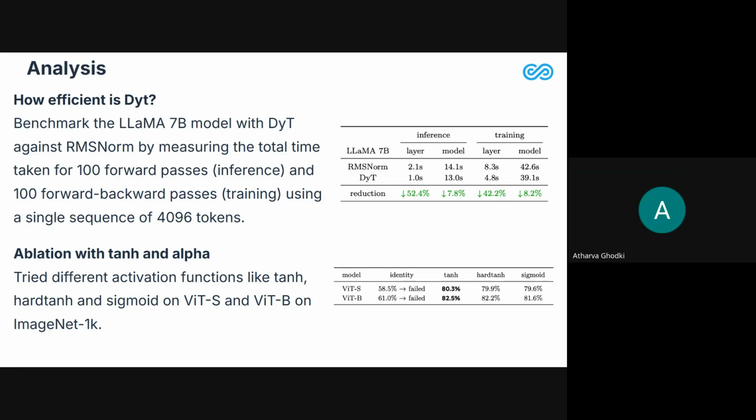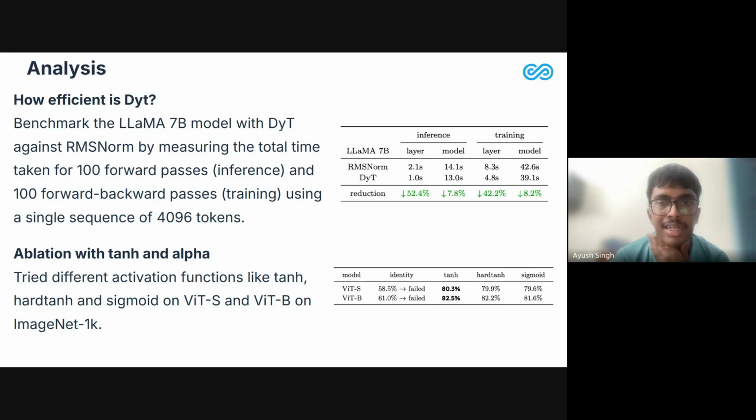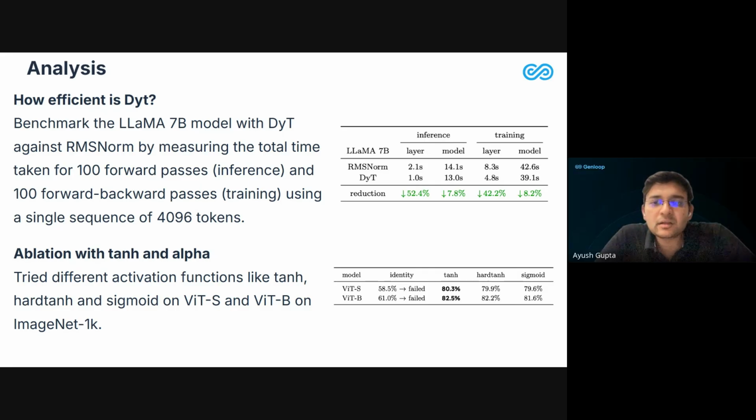Maybe for a single layer. Yeah, exactly. For a single layer and an entire model, I think it was. Yeah, but a model has so many layers. How is a single layer 2 seconds and the model 14 seconds?